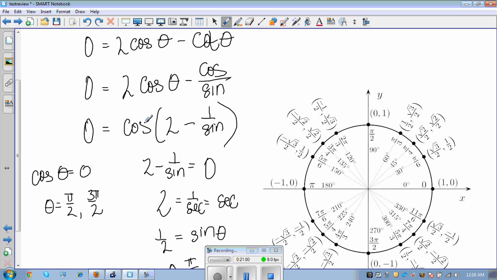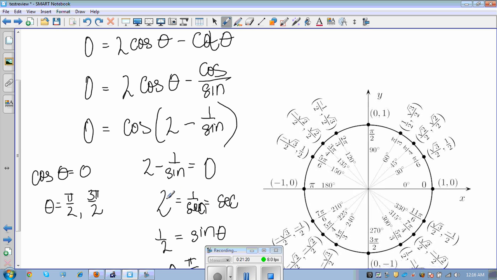So now either cosine of theta is equal to a 0. So where's your cosine of 0? Where your x's are 0. So here are the pi halves and a 3 pi halves. I'm going to add over this 1 over sine. Now 1 over sine is cosecant.